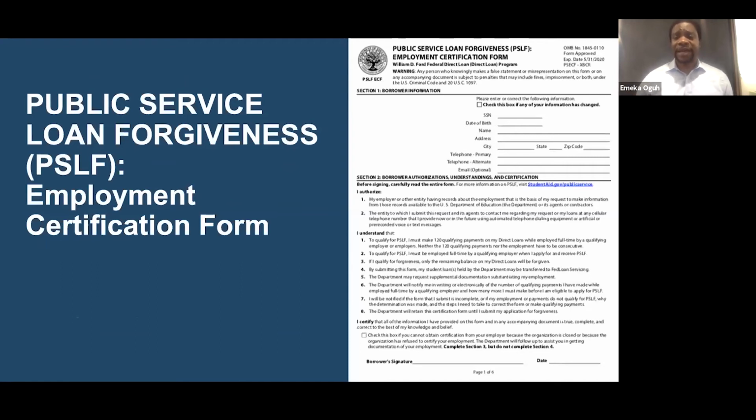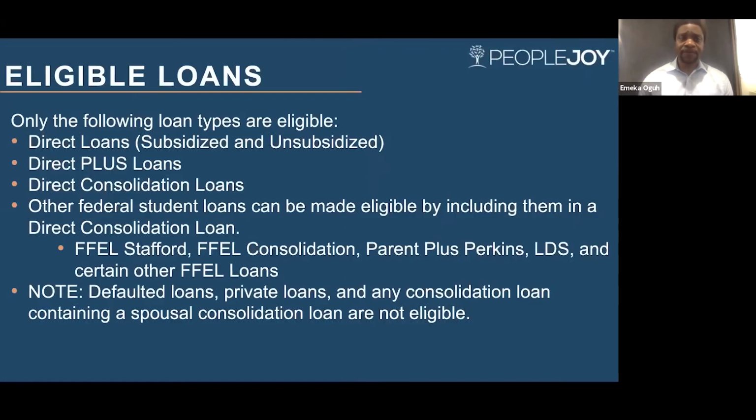So this is what the employment certification form looks like. You just want to fill that out, and you're going to have your employer sign off on it, and then you're going to send that to MyFedLoan, which is the servicer that handles public service loan forgiveness.